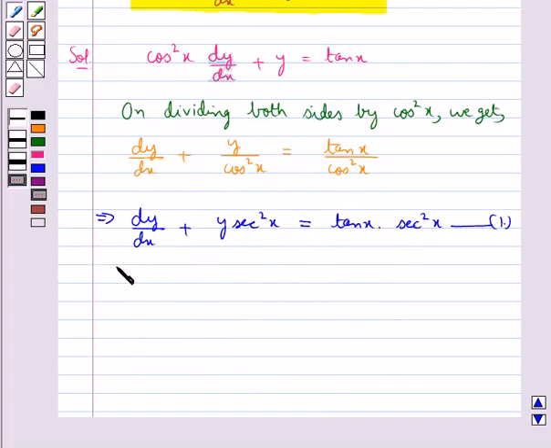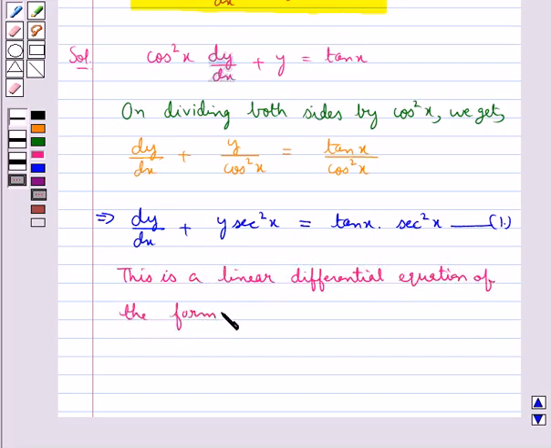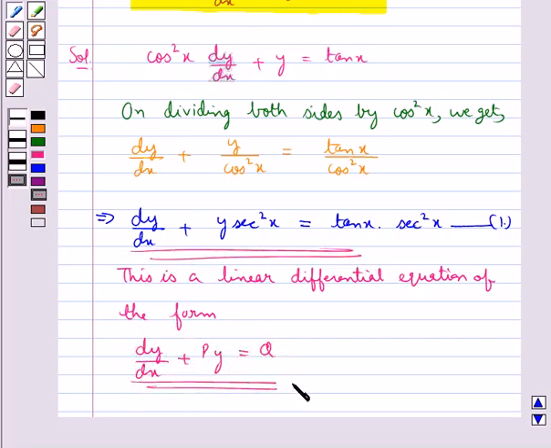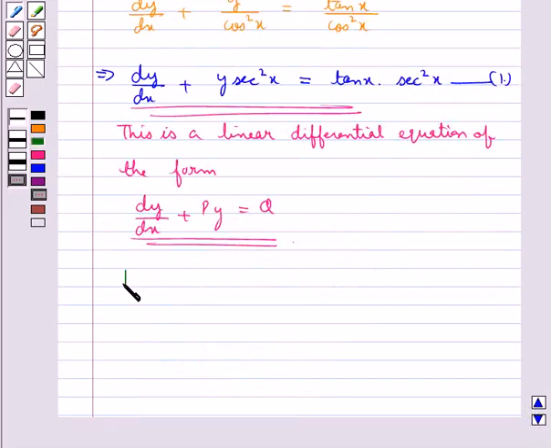Now you can see that this is a linear differential equation of the form dy by dx plus py equal to q. So on comparing these two equations, we get that p is equal to sec square x and q is equal to tan x into sec square x.